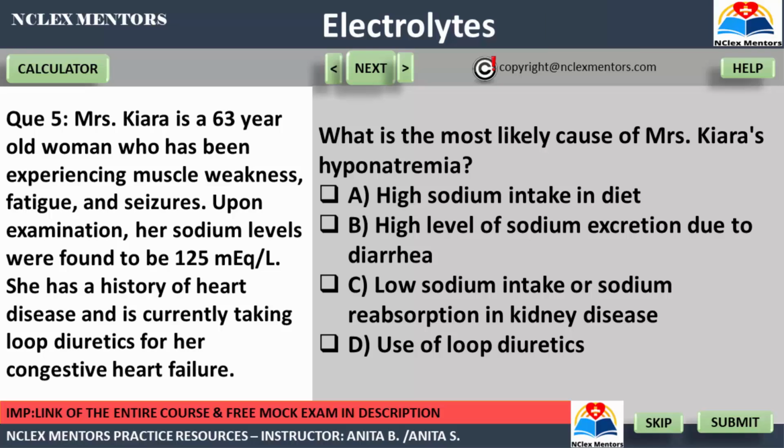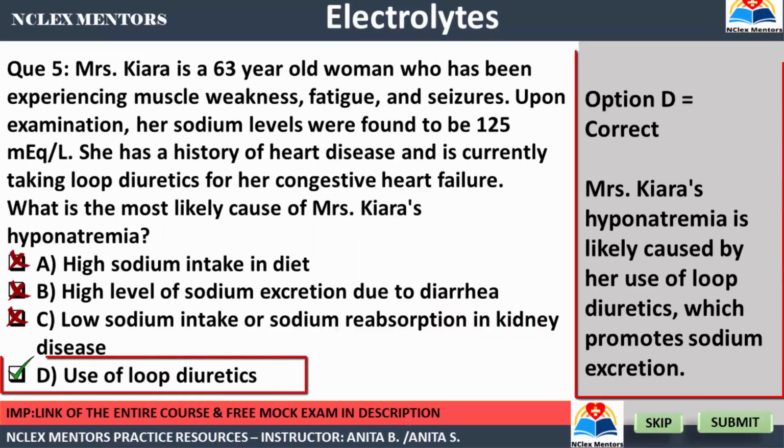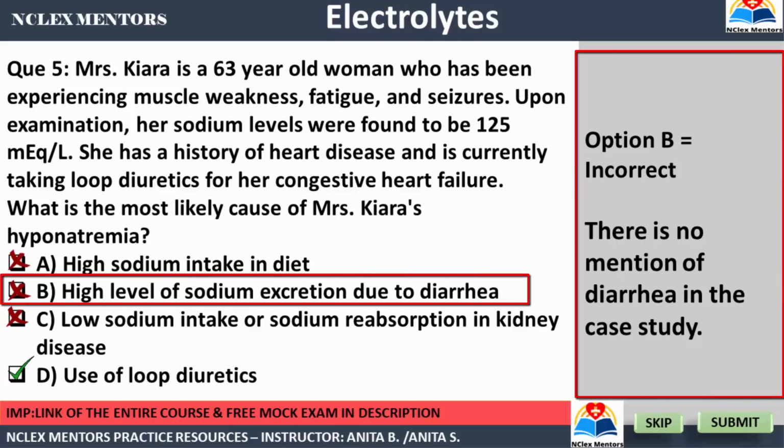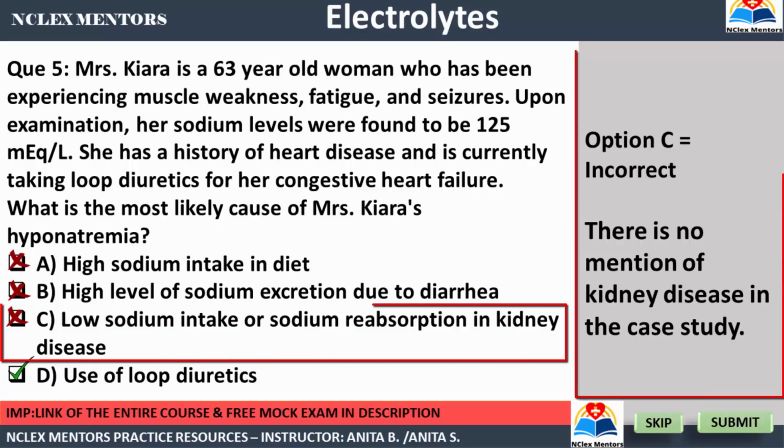All right, let me reveal the right answer to you. The correct answer is D. Mrs. Kiera's hyponatremia is likely caused by her use of loop diuretics, which promotes sodium excretion. Option A is incorrect because there is no mention of high sodium intake in the case study. Option B is incorrect because there is no mention of diarrhea in the case study. Option C is incorrect because there is no mention of kidney disease in the case study.